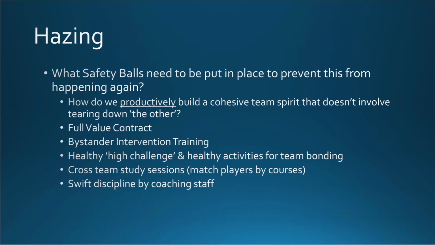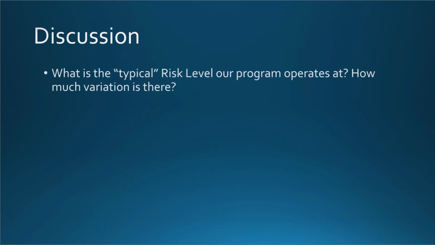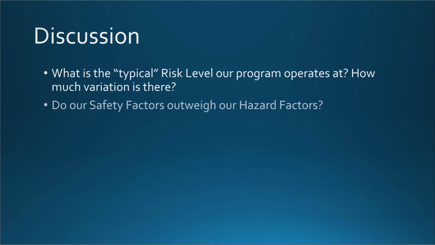At this point, I think it's really valuable to break into some discussion for your program. Here are some of the key questions that I'm just going to move through, and this would be time to break out into small groups within your program, or if you're presenting this. What's the typical risk level our program operates at, and how much variation is there? How often do our safety factors outweigh our hazard factors, or the other way around, when hazard factors outweigh our safety factors? How often do we end up in a higher risk level on the program?